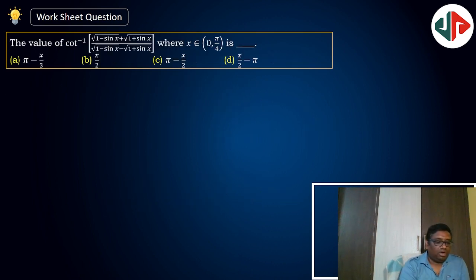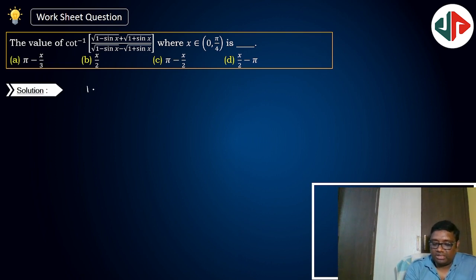What is the value of cot inverse of (under the root of 1 minus sin x plus under the root of 1 plus sin x) by (under the root of 1 minus sin x minus under the root of 1 plus sin x)? Here x lies between 0 to pi by 4. Very important: 1 minus sin x we can write as (cos of x by 2 minus sin of x by 2) whole square.